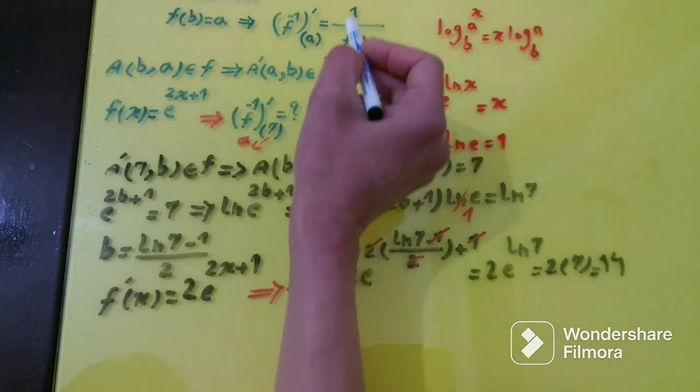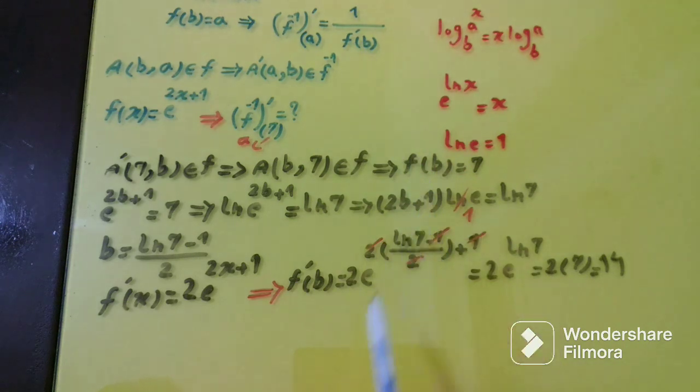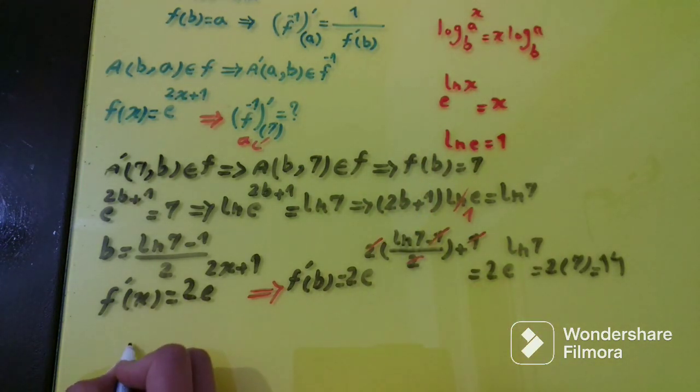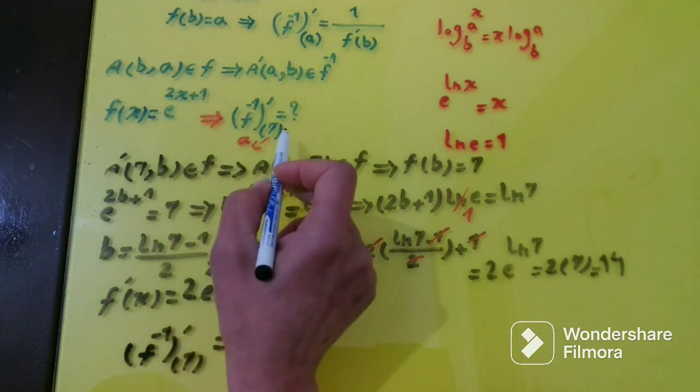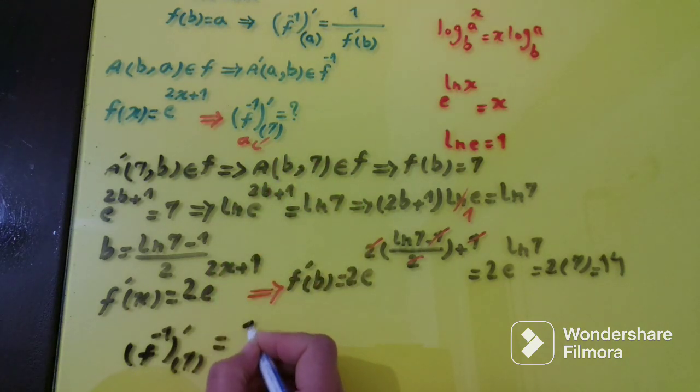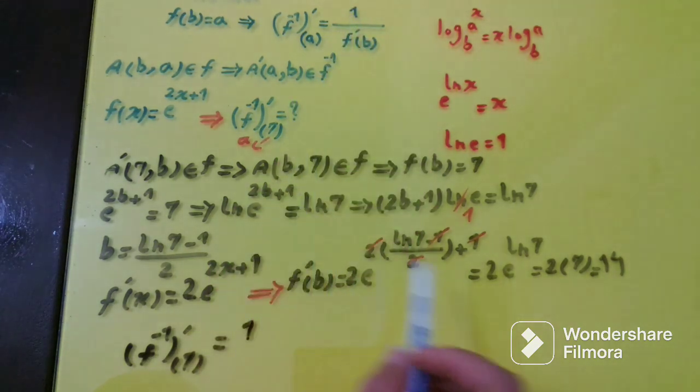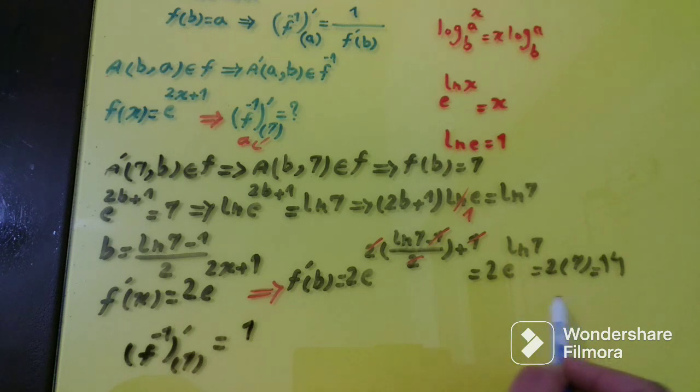In the end, 1 over f prime of b. So it's going to be 1 over this term, f prime of b.